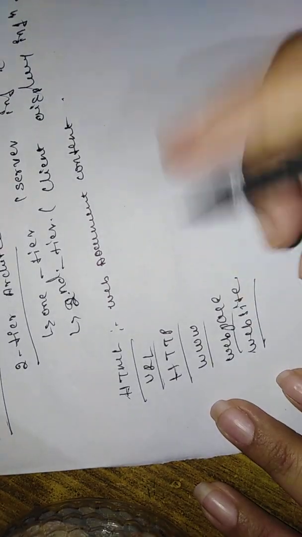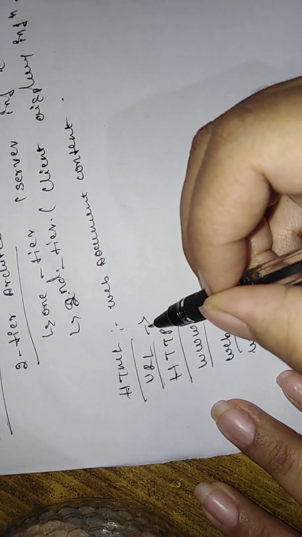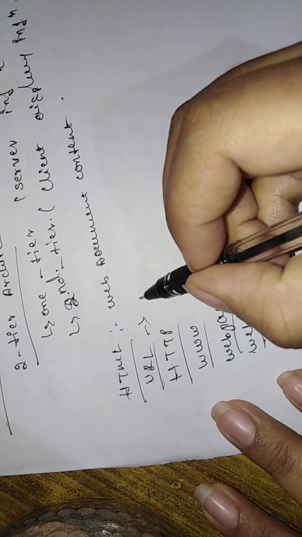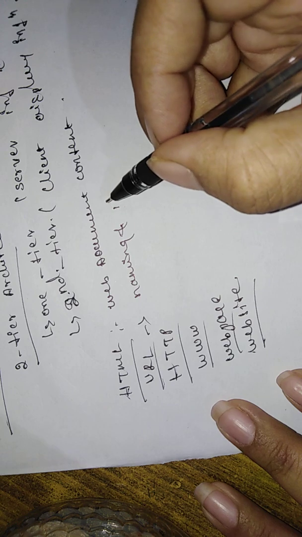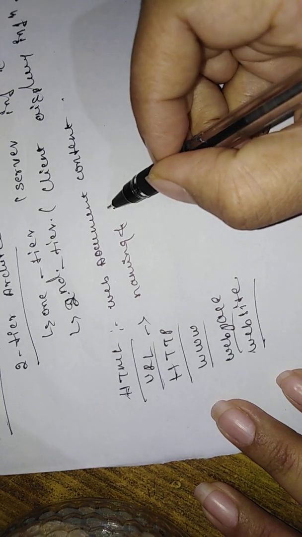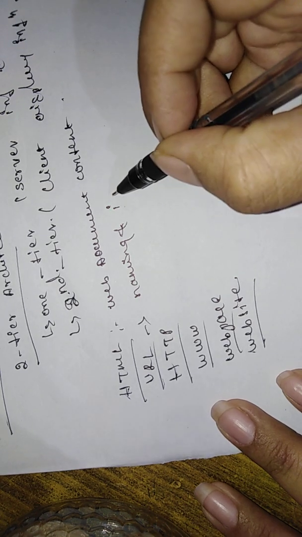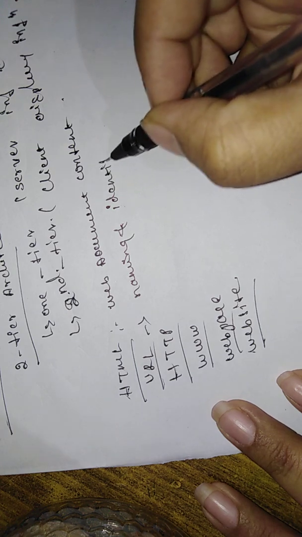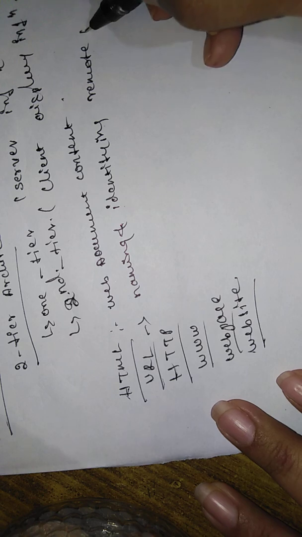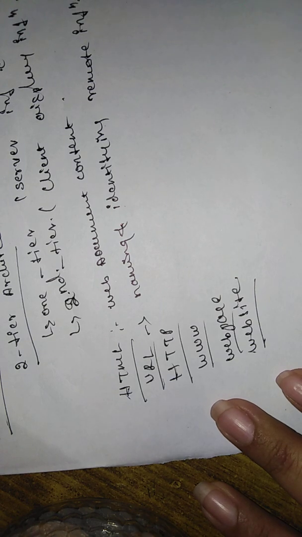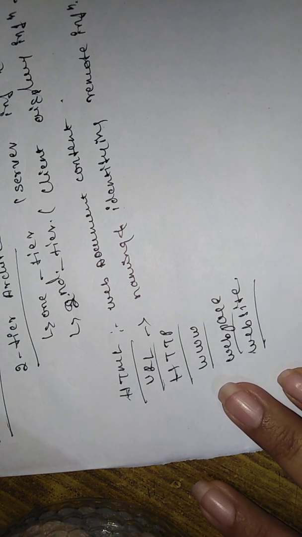What is the purpose of the first tier and second tier? The first tier works like a server, and the second tier works like a client. The first-tier architecture holds server information that it serves to the client machine. The second-tier architecture works like a client, and it displays the information to the user.